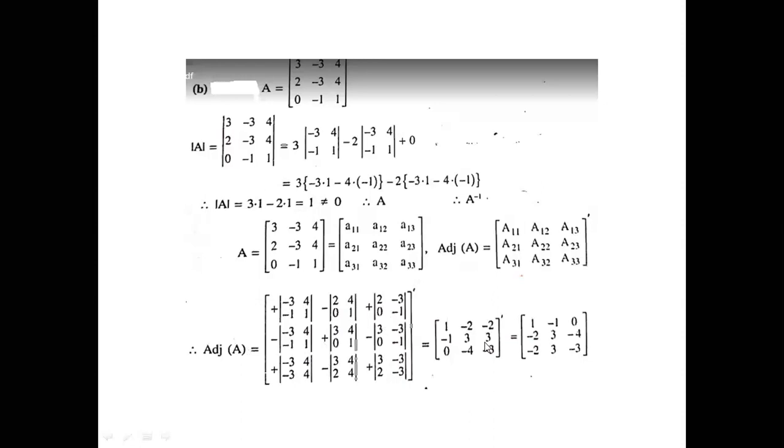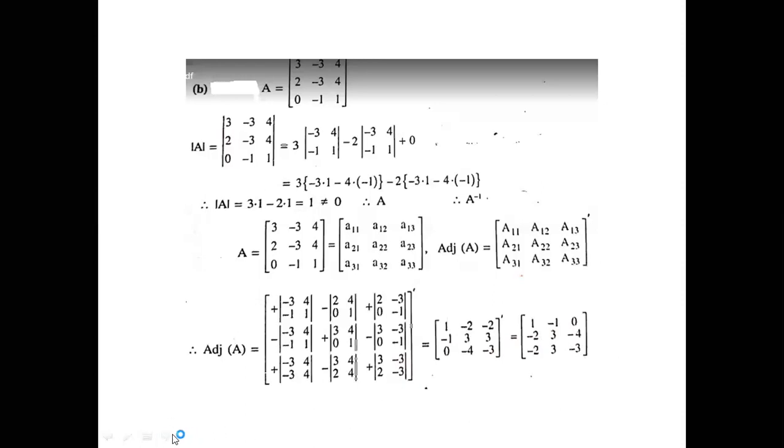And still there is the transpose. We have to transpose it to find the adjoint of A. Transpose means we convert the columns into rows. So column 1, minus 1, 0 is the first column. It will be the first row. 1, minus 1, 6 is the second column. Minus 2, 3, minus 4 will be the second row. Minus 2, minus 3, minus 4 is the third column. Minus 2, 3, minus 2 will be the last row. Minus 2, 3, minus 3.